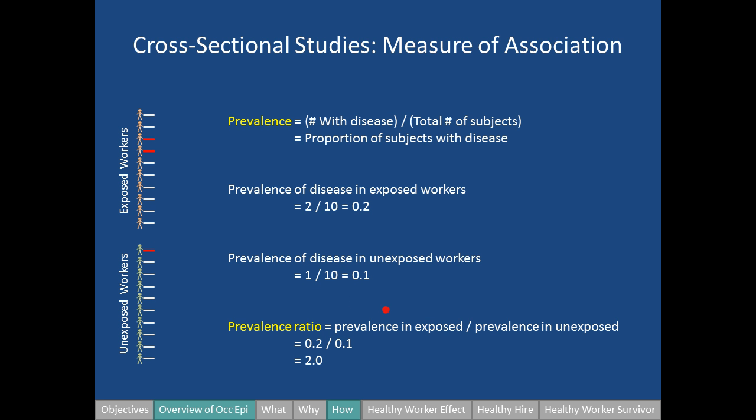And similar to the other measures of association, we're going to do a ratio here. So the 0.2 divided by 0.1. Again, the exposed group is in the numerator, and the unexposed group is in the denominator. That's who we're comparing against. That's the reference group. And we get a prevalence ratio of 2. Again, you interpret it the same way as the other relative measures of association. It's above 1, so the exposure is harmful. So you can say that the prevalence of the outcome in the exposed group is 2 times, or twice, that of the unexposed group.